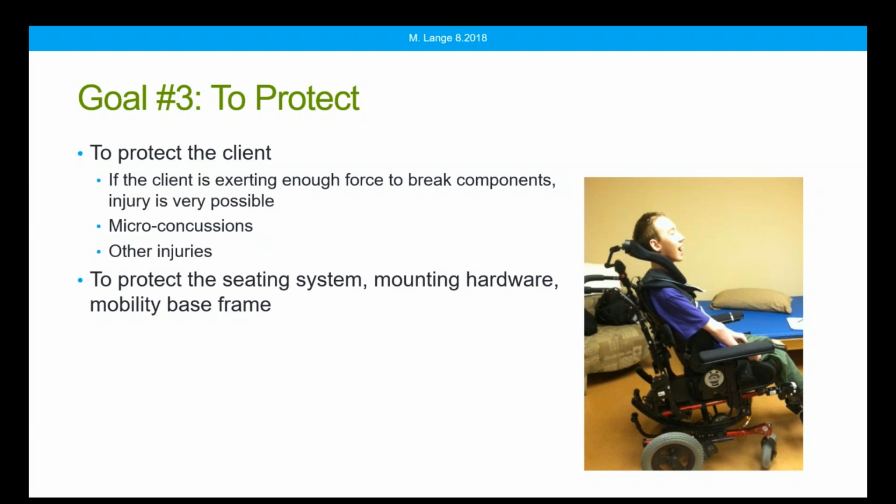And there are certainly other injuries that can occur to the client when the client is exerting these forces against the chair, either due to the forces that are not diffused, or as a result of causing damage to the chair that then puts the client at risk of injury. Again, we're also protecting the seating system, mounting hardware, and the frame itself from damage.